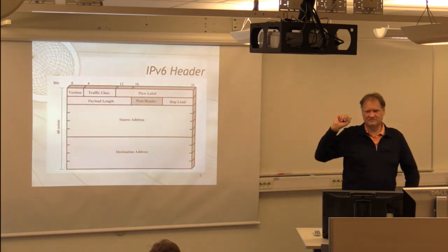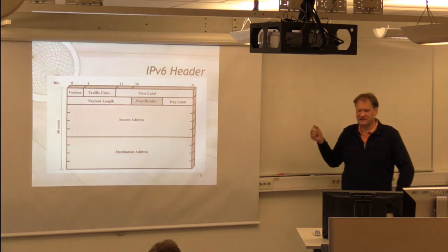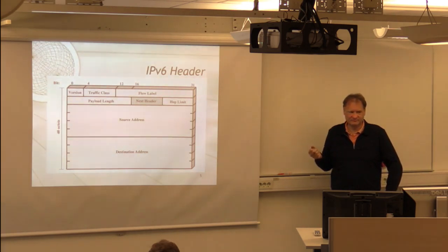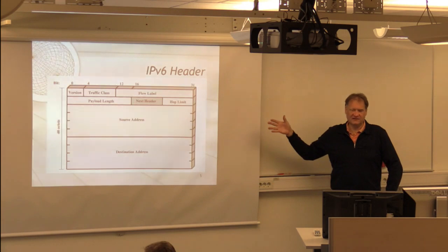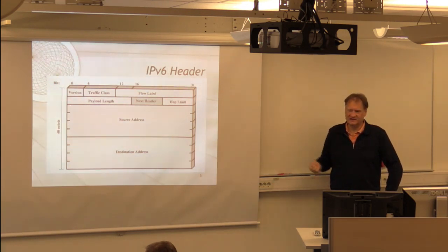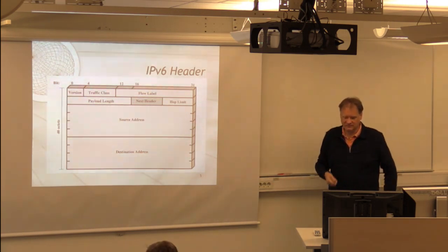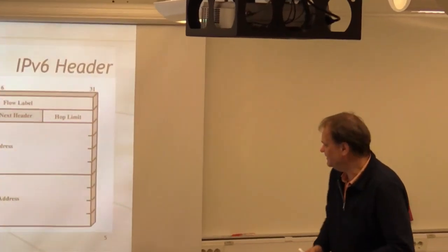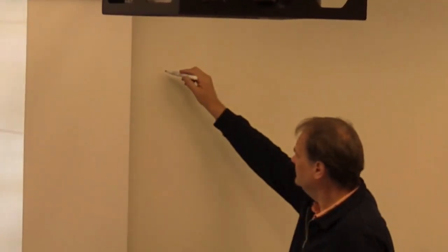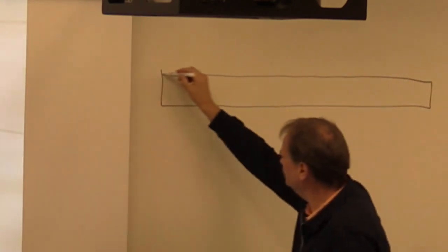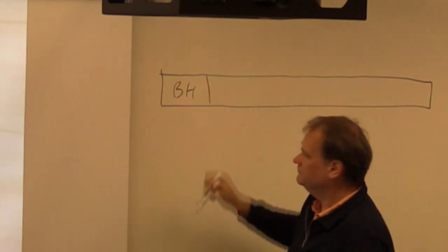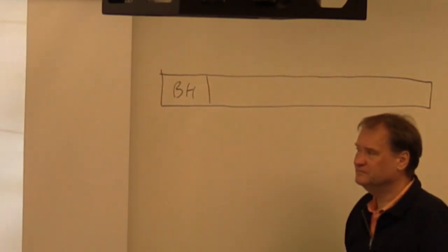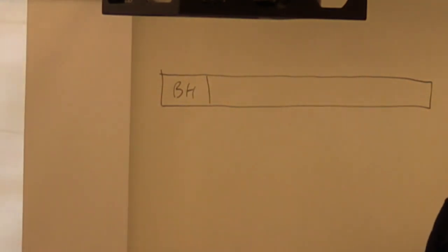No one remembers? Well, we have something called extension headers. So if we need to do more things than the base header can handle, we have to add extension headers. So the idea is that if we have a big IP packet here, this is the base header. That is what we have here, with just a few fields.